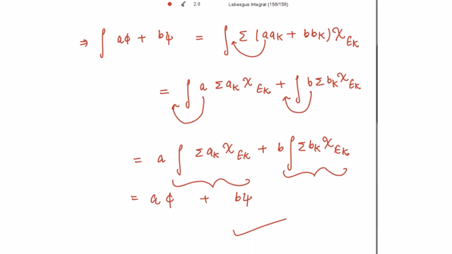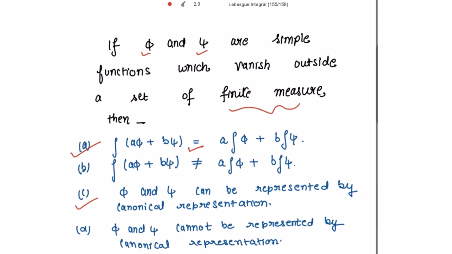So which option is correct? Yes, option A is correct, and these are also represented by canonical representation. So options A and C are correct.